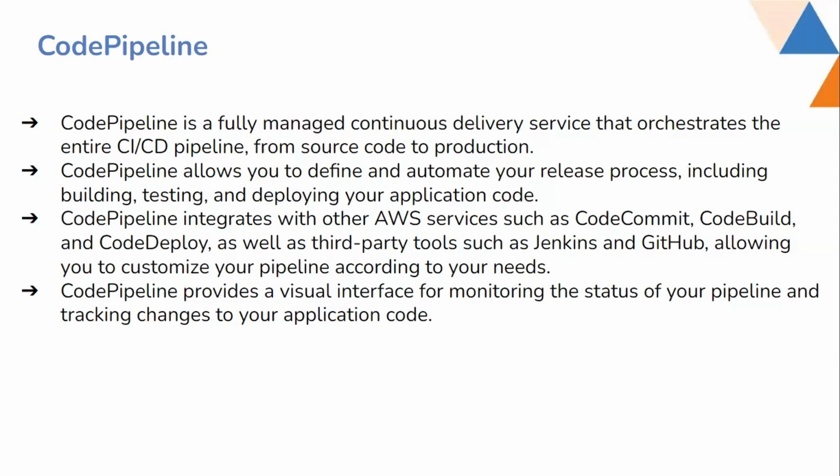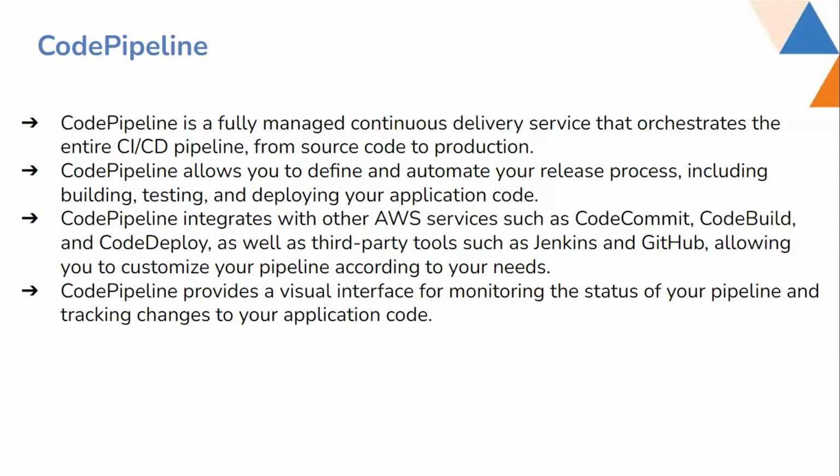CodePipeline allows you to define and automate your release process, including building, testing, and deploying your application. It is the same thing, it will just create an automated process. CodePipeline integrates with other AWS services such as CodeCommit, CodeBuild, and CodeDeploy, as well as third-party tools such as Jenkins and GitHub, allowing you to customize your pipeline according to your needs.